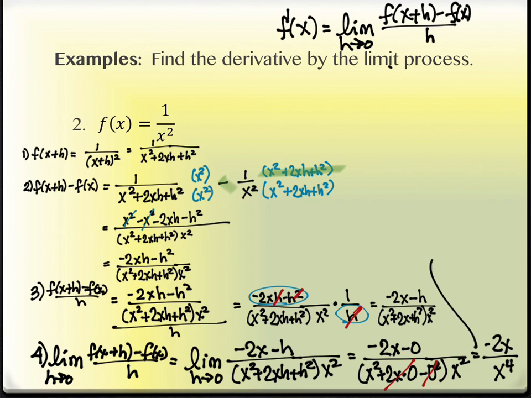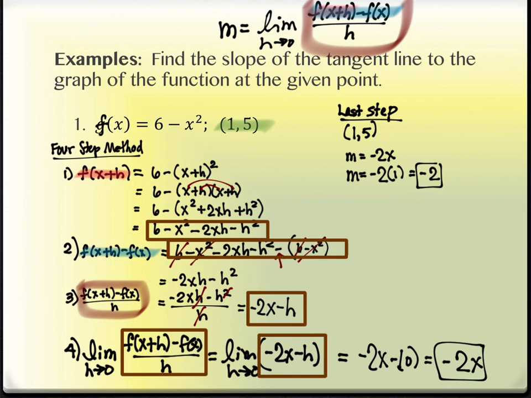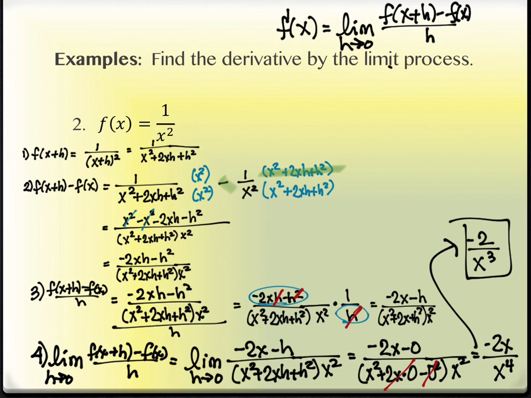So this is terrible board writing. Should never do this, but I'm doing it anyway. We're going to cancel an x out. That's going to give me negative 2 over x cubed. And in this problem, I'm finished. On the last problem where it said last step, I had been given the number 1, 5, right? So I had one more step where I had to put the number 1 in. I don't have an ordered pair on this one, so really get to stop at negative 2 over x cubed.